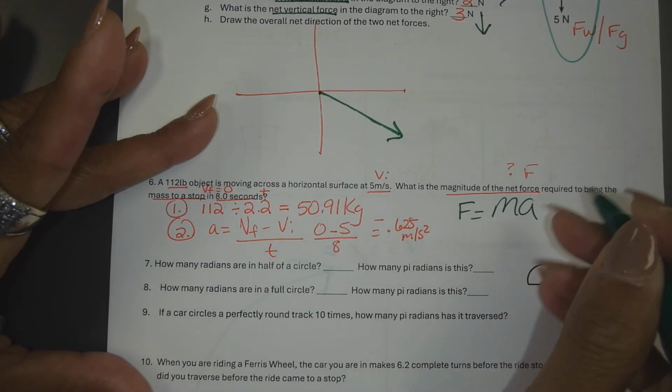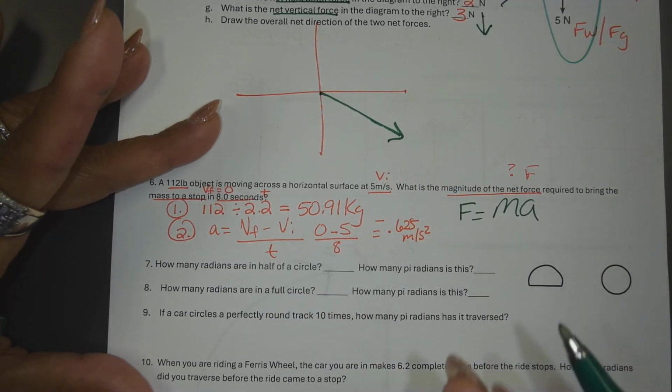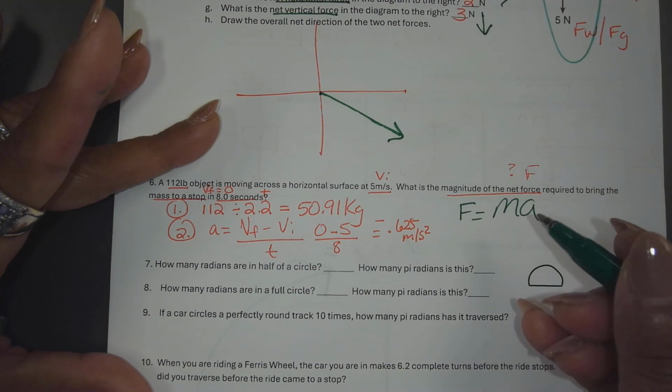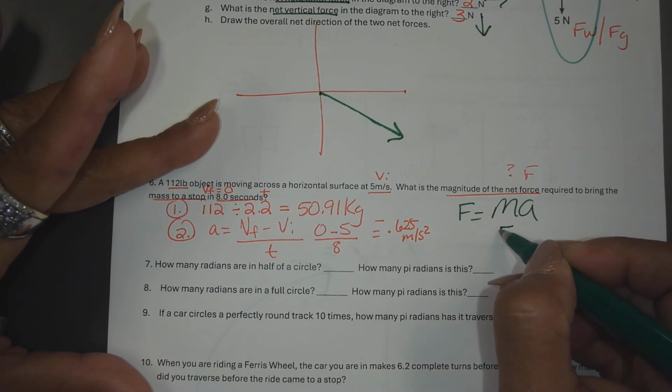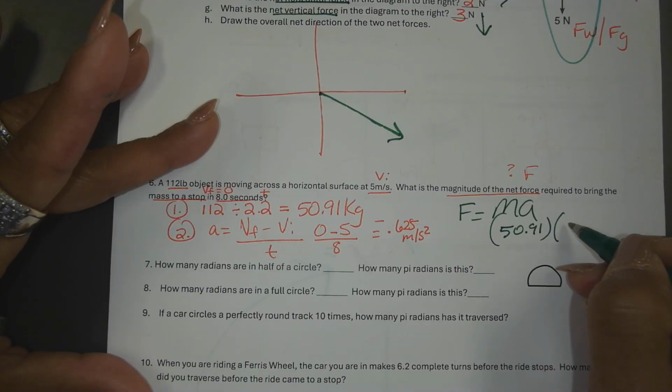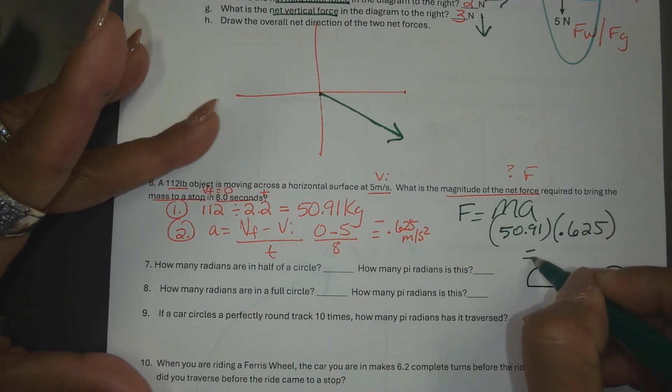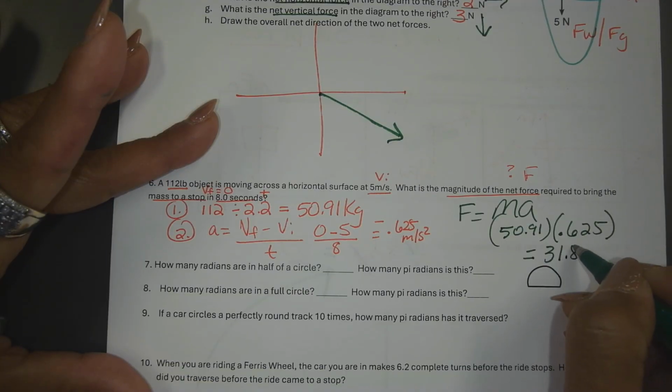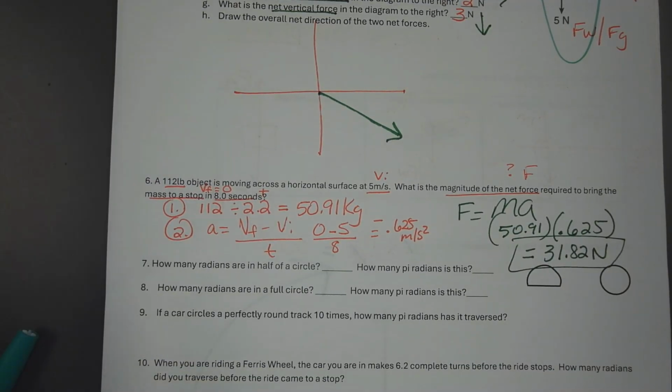So if you did, I'm not taking off because I'm explaining it, that we are calculating the mass of 50.91 multiplied by the acceleration of 0.625, and your force is 31.82 newtons. If you wrote a negative, I'm not taking off, but I am explaining it so in the future you know to not add a negative with it, okay?